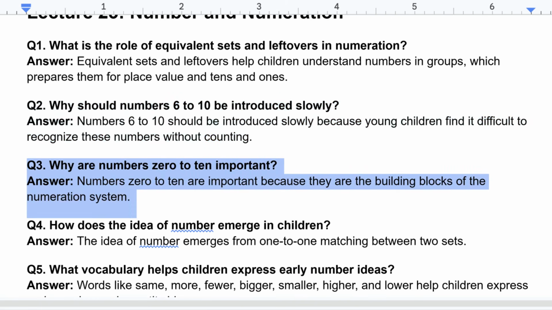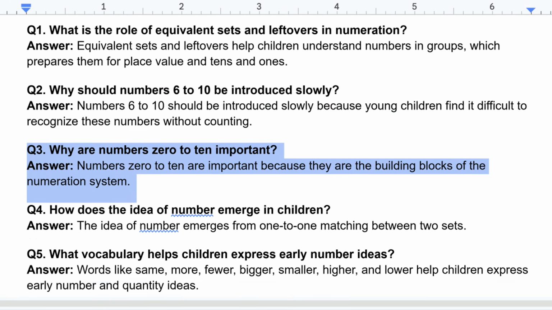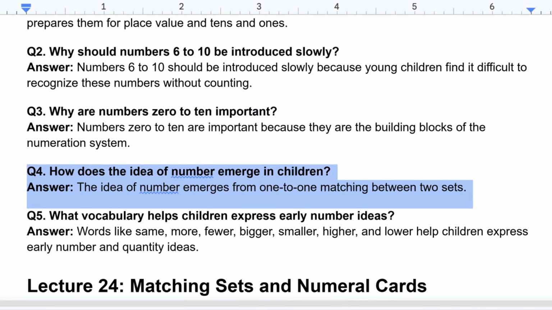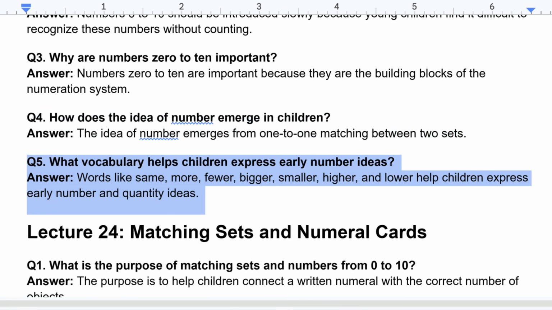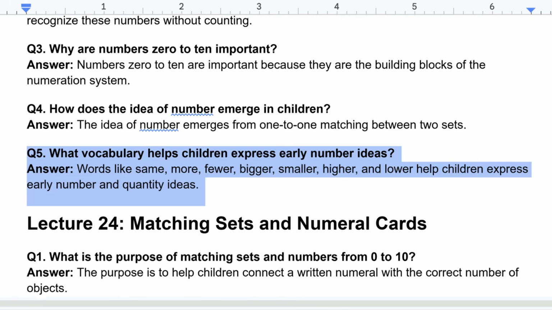Why are numbers 0 to 10 important? Numbers 0 to 10 are important because they are the building blocks of the numeration system. How does the idea of number emerge in children? The idea of number emerges from one-to-one matching between two sets. What vocabulary helps children express early number ideas? Words like same, more, fewer, bigger, smaller, higher, and lower help children express early number and quantity ideas.